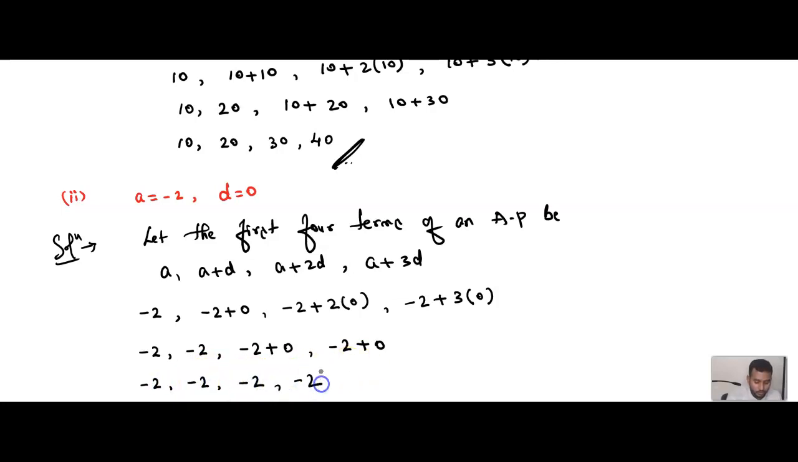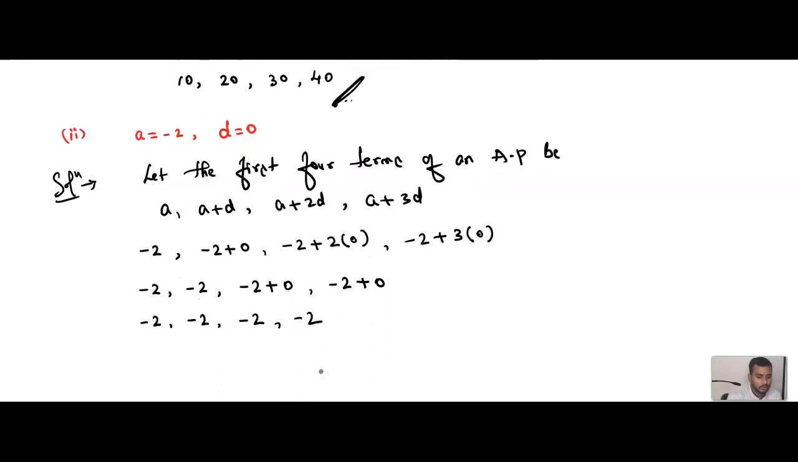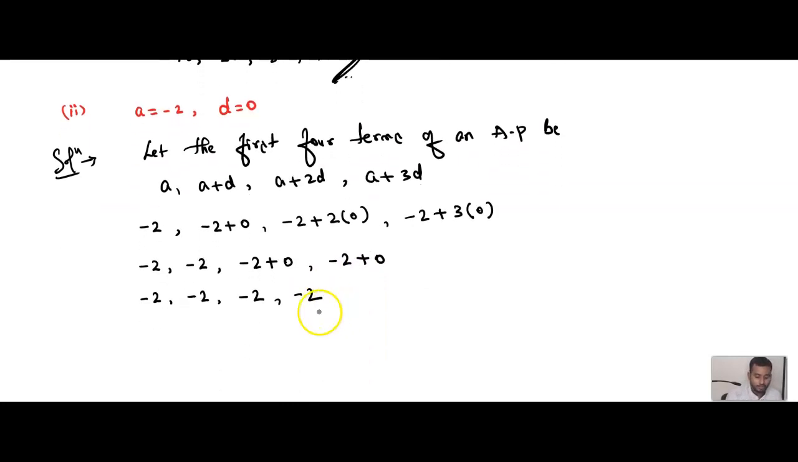Minus 2 plus 0 is again minus 2 itself. So what are the first 4 terms of this AP? When a is minus 2 and d is 0, it remains the same. See, the question itself says that there is no common difference. D is 0 means the value remains the same. Is this clear? Good.